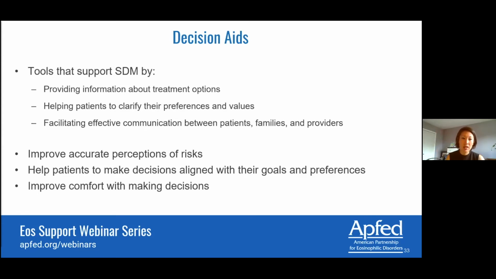Decision aids can improve accurate perceptions of risk. Again, like, am I willing to gamble on this treatment? Yes or no. They help patients make decisions that are aligned with their goals and preferences by really getting down to what your goals and preferences are, and can make making decisions a lot more comfortable.